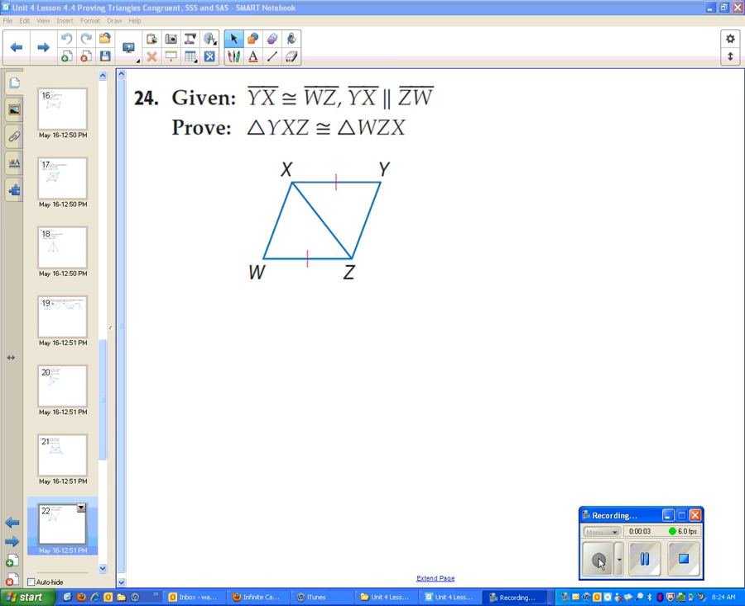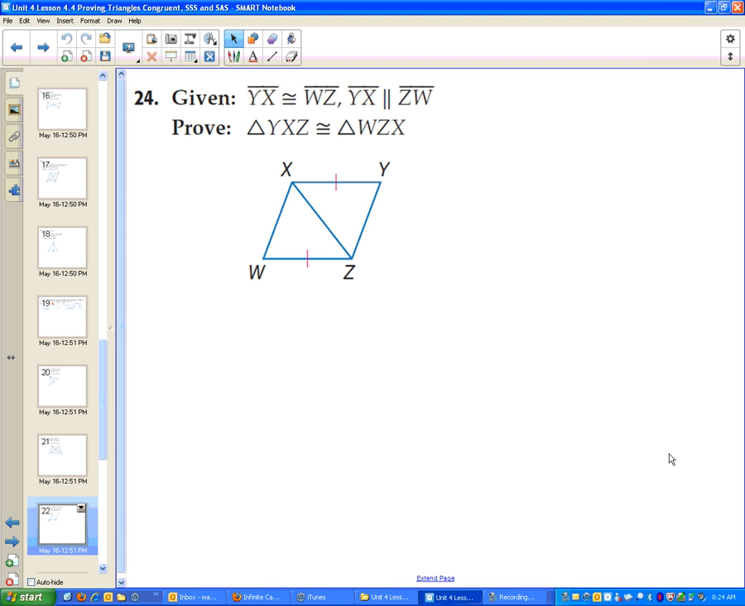All right, so this one's number 24 from page 269. We're supposed to write a two-column proof proving that triangle YXZ is congruent to triangle WZX.